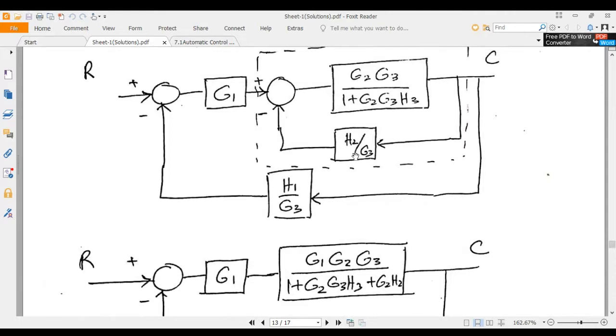Okay. Then in the next step, again here is a feedback path. Apply the same formula. Here it is negative, here it is positive. Apply the same. Then these two are in series. Just multiply this G1. Okay.